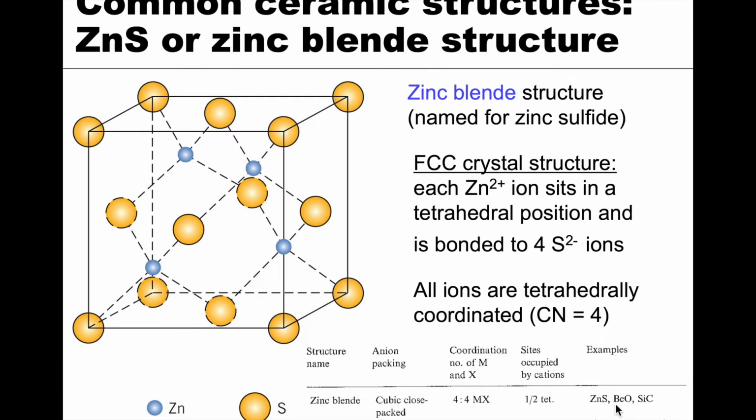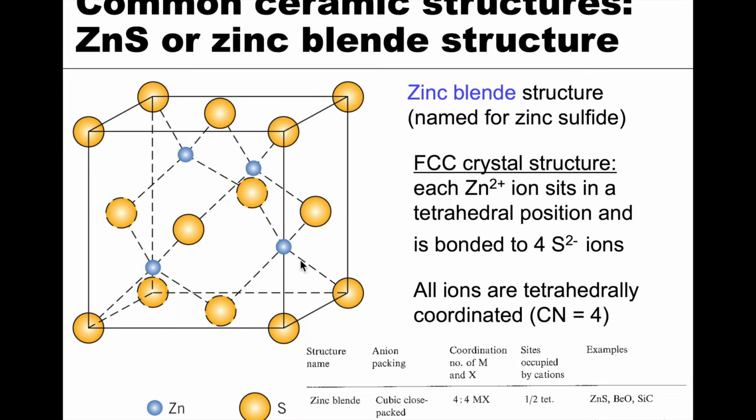All right, the next structure we're going to talk about is what's known as zinc blende. Zinc blende is the mineral name for zinc sulfide, so it's still named after the prototypical material. Again, this goes back to the stacking sequence that we saw, the anion packing being FCC, which you see here with the yellow sulfides, and then the tetrahedral sites in this case occupied by the cation, in this case zinc.